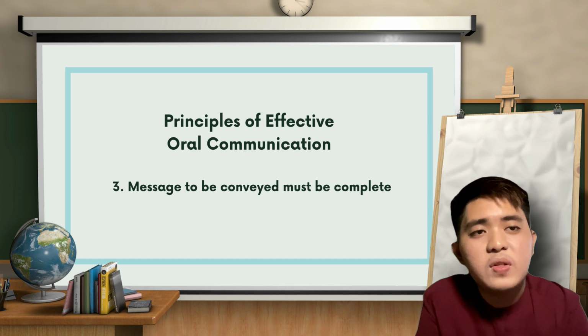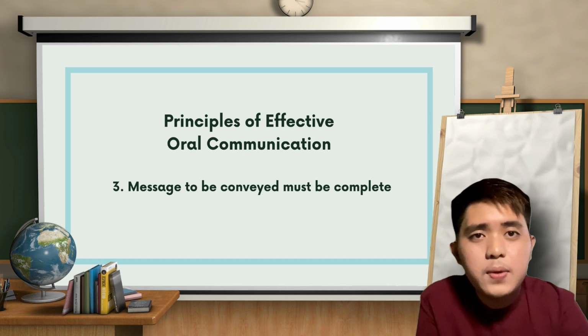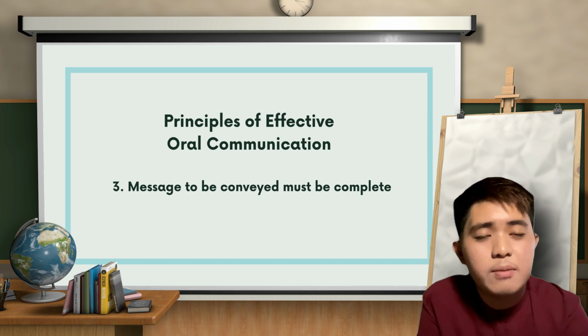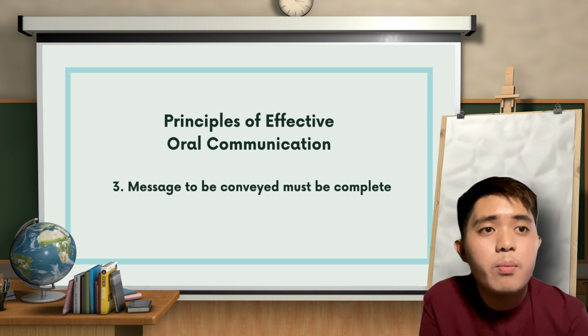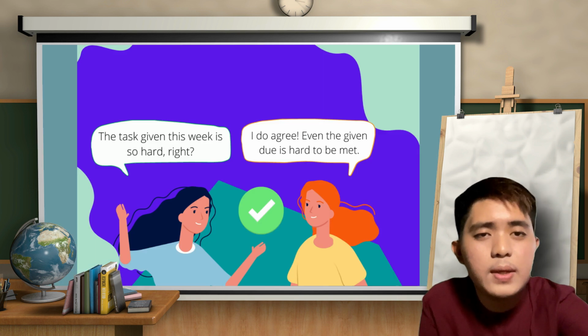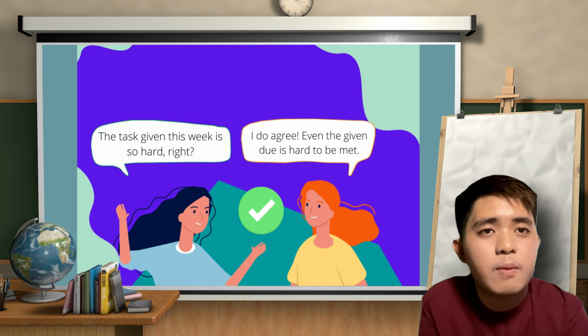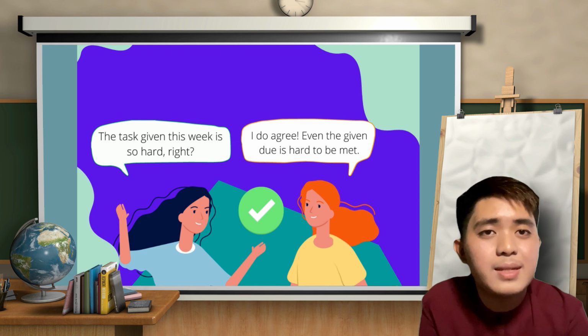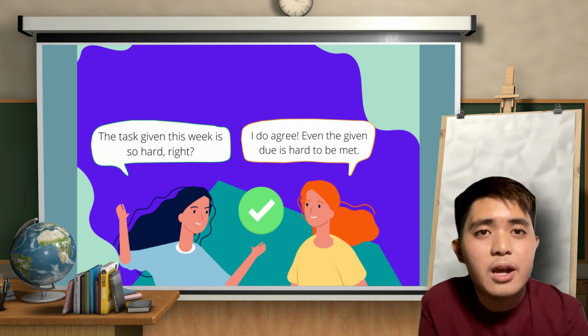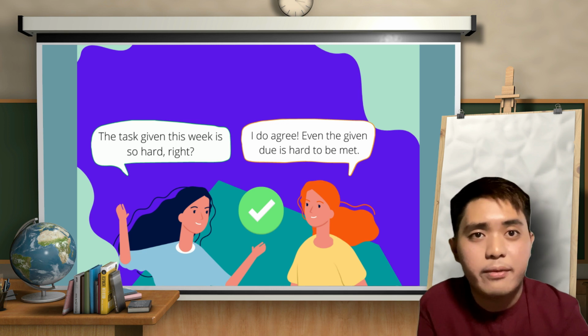For the third principle of effective oral communication, we have: the message to be conveyed must be complete. Because if a message is not complete, then the details would not be there, and of course the thought would not be complete as well. A concrete example is the sender saying that the task given this week is so hard, right? And the receiver responds, "I do agree. Even the given due date is hard to be met." So you can see how the completeness of a message affects the whole conversation itself.